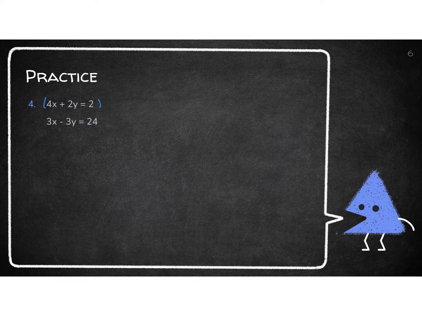So I'm going to make my y's cancel because one's already a positive and one's a negative. So I'm going to think, well, what number do 2 and 3, what number can I make them both look like?